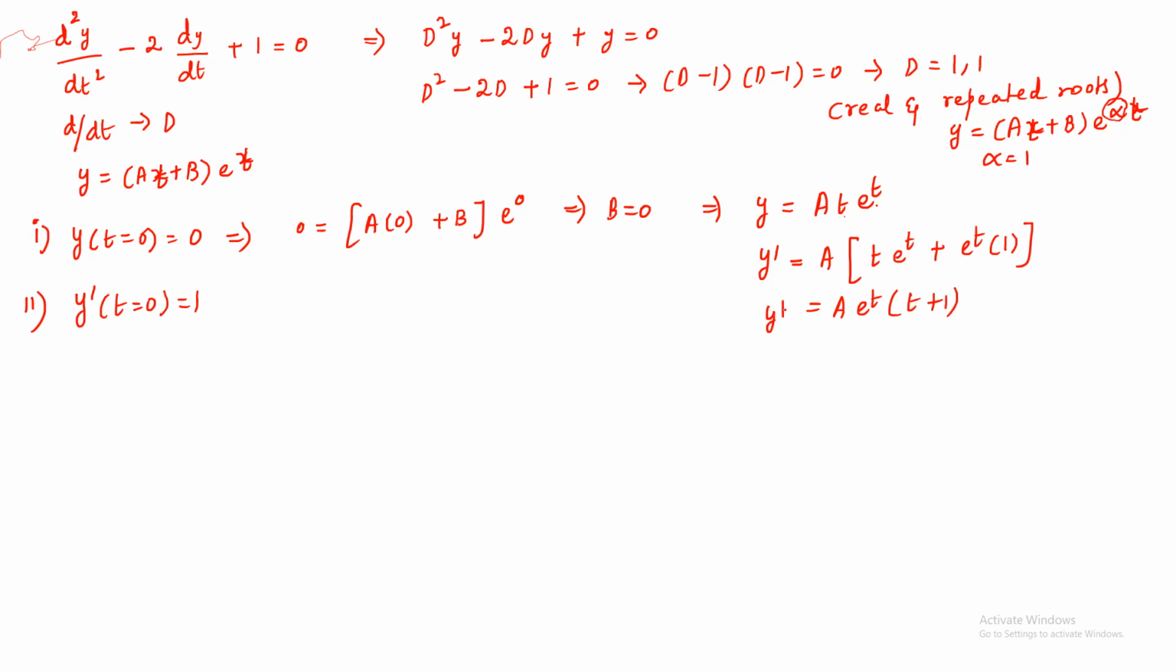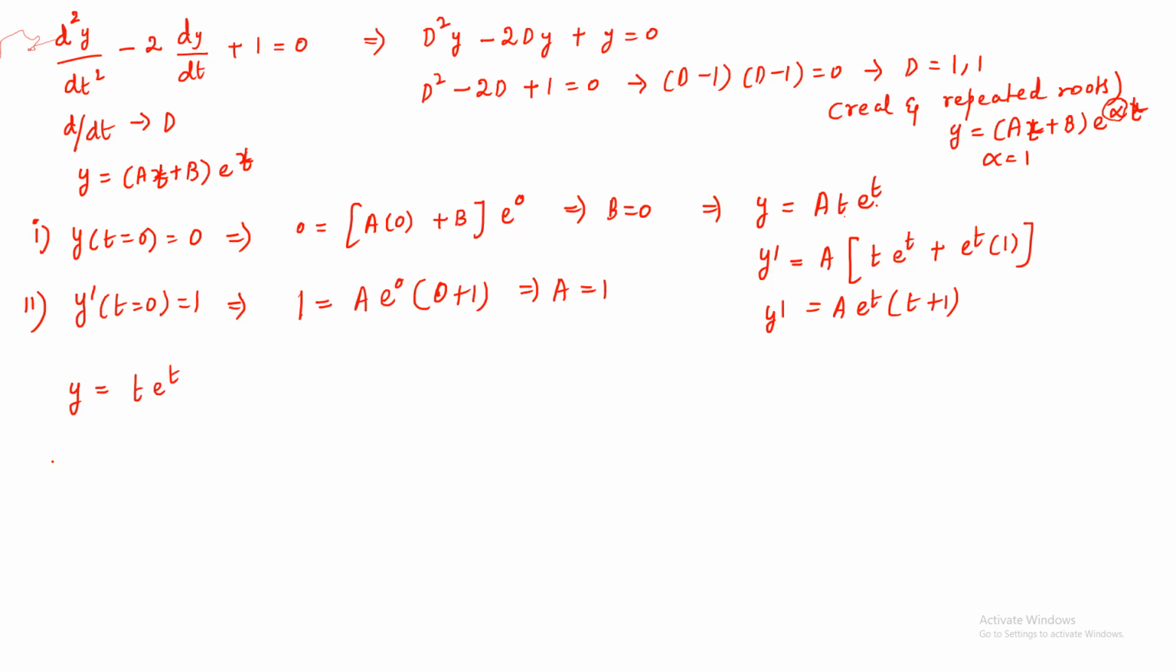Now let's use our second initial condition, y dash of t = 0 is 1. So 1 is equal to a e power 0 times (0 plus 1). Then we get a is equal to 1. Then our function becomes t e power t.